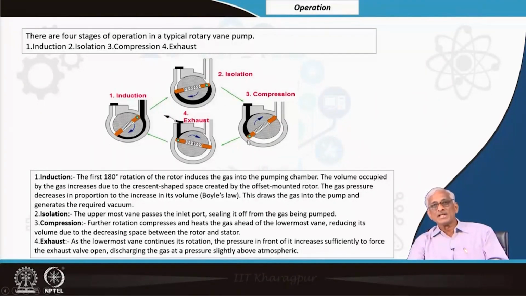Then the third stage is, it gets compressed, and the exhaust valve, which is a flap valve, on the other side opens to the atmosphere when the inside pressure is higher than the atmosphere. So, induction, isolation, compression and exhaust. These 4 stages are built into the operating principle of a rotary vane pump.